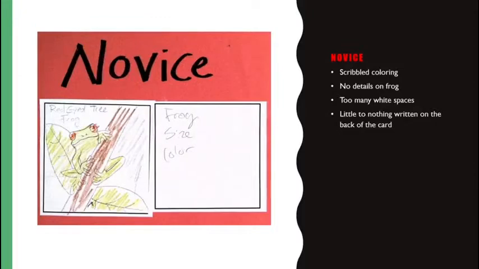This is a novice version of the card. This would be the red-eyed tree frog, but it's a novice example. It's scribbled coloring. There's no details on the frog. It's all the same color. There's way too much white space in the picture. And there's almost nothing written on the back of the card. It just says frog, size, color. So this is like the lowest level that I would want to... Actually, I don't even want that. I want you to do much better than that.